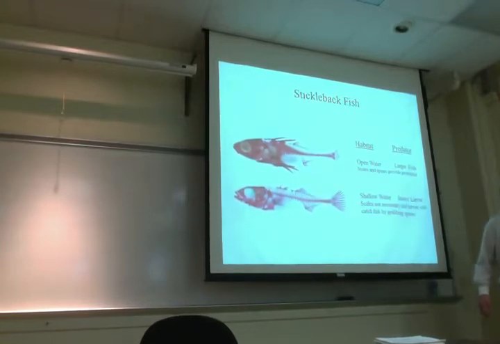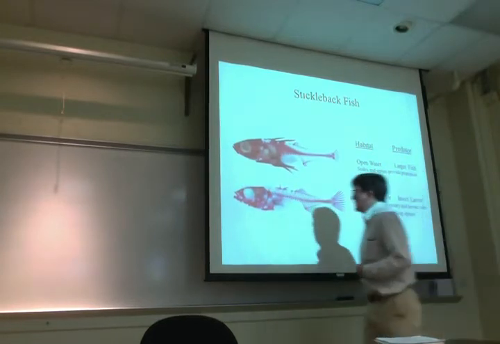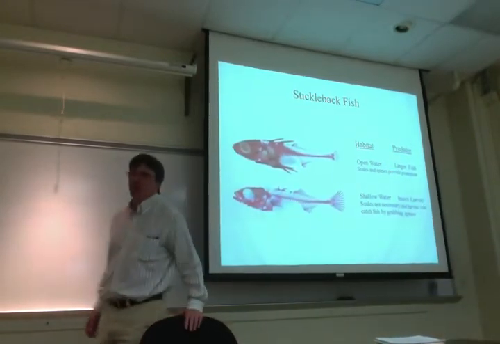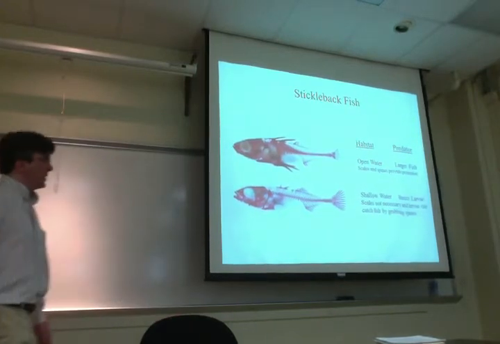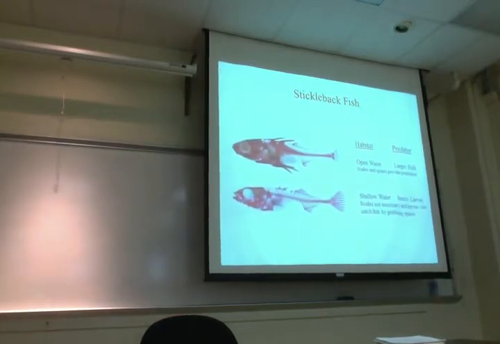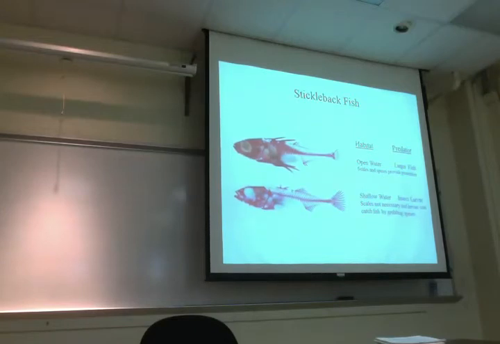Here's another one. This is looking at a group of fish called stickleback fish. Okay? And these stickleback fish come in a number of different varieties, but it turns out that long ago, after an ice age, these stickleback fish became separated between different environments. And some fish, like the one on the top, found themselves living in open water, deeper water environments, right? Whereas the ones on the bottom found themselves living in very shallow water environments, all right?